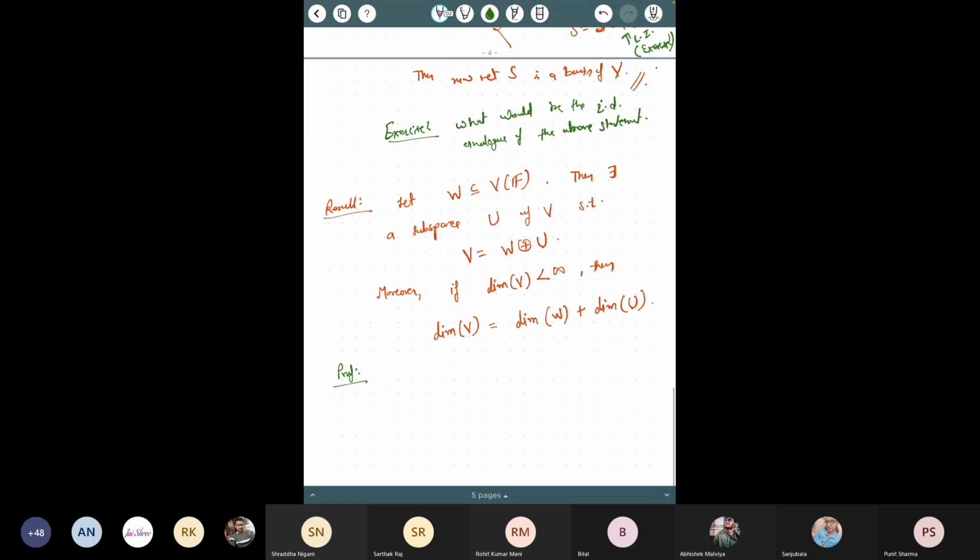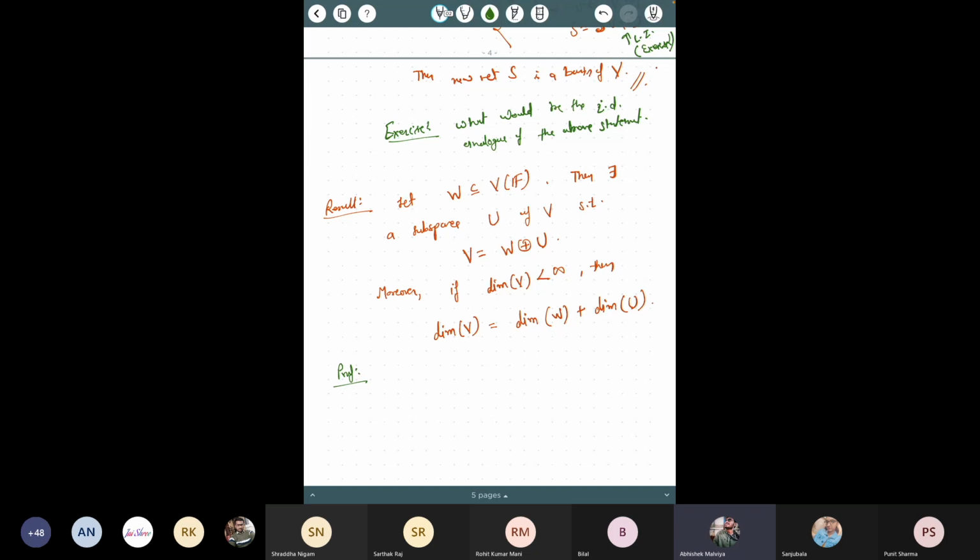Given W is a subspace of vector space V, and we have to find the U subspace of V. If we go through the basis, then there exists a basis of W and also a basis of V. So the basis of W is contained in the basis of V.